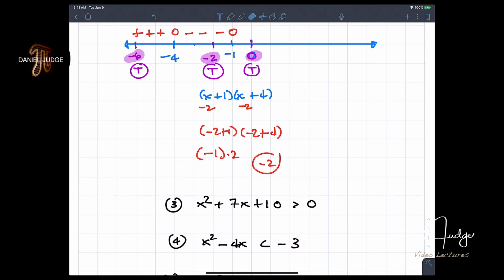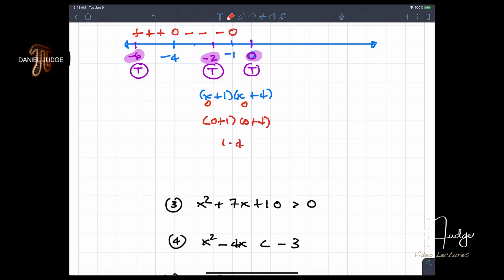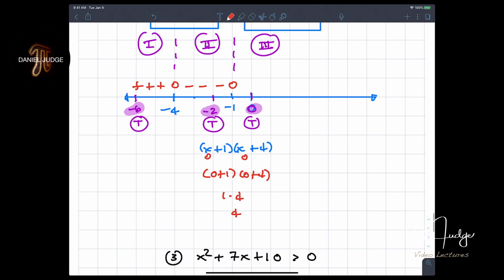Test every region with your test points. That's all you're doing. The next test point for region 3 we know is 0 here. So we're going to plug in the 0. And 0 plus 1 is what we get. And 0 plus 4, we get 1 times 4, which is 4. Region 3 is positive, ladies and gentlemen.